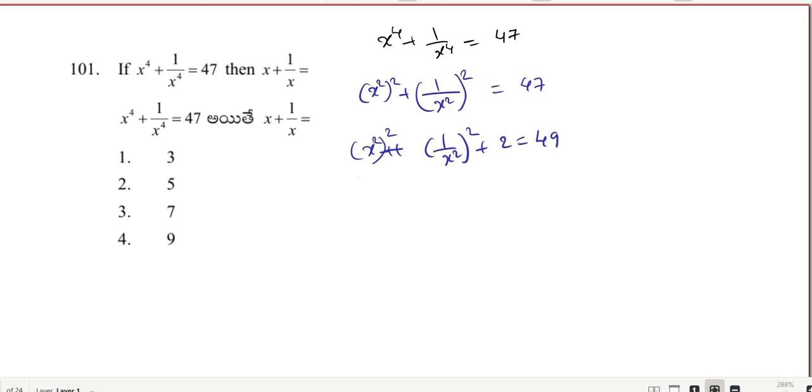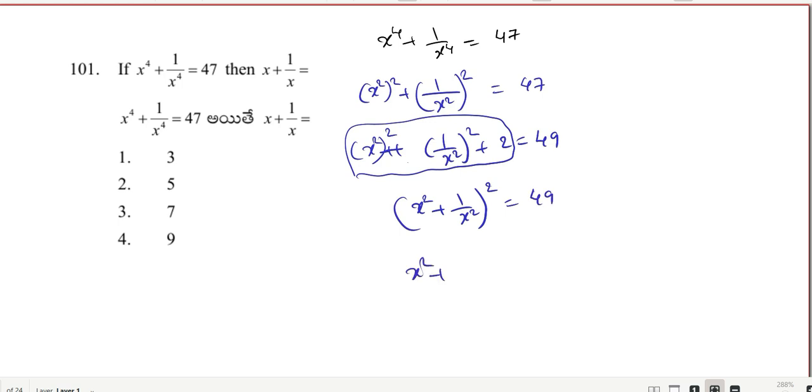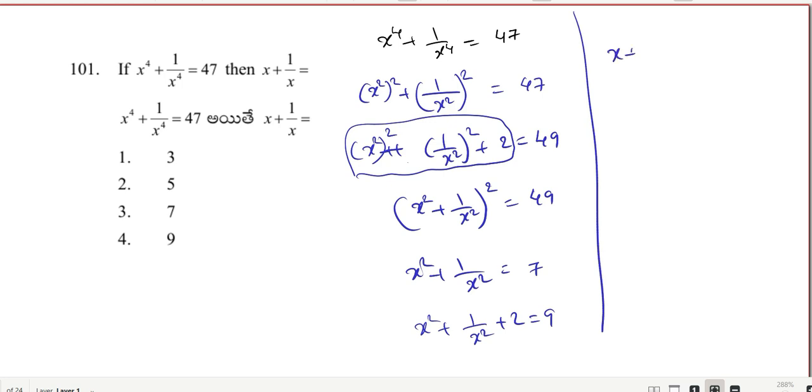that is 49. And this whole expression is in the form of a square plus b square plus 2ab. This can be written as (x square plus 1 by x square) whole square is equal to 49. From this, x square plus 1 by x square is equal to square root of 49, that is 7. Again, on adding 2 on both sides, so x square plus 1 by x square plus 2 is equal to 9. And this LHS can be written as (x plus 1 by x) whole square is equal to 9. And this x plus 1 by x is equal to square root of 9, that is 3.